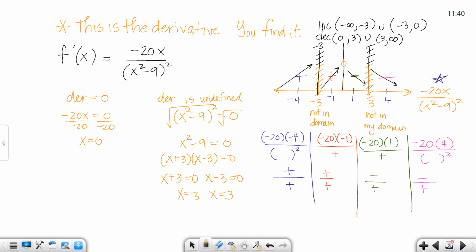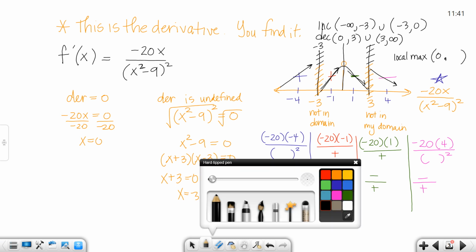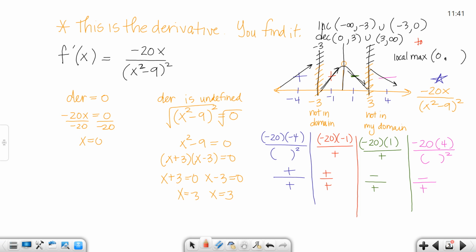Now remember, you have a local max or min where there's a change. We went positive to positive, so there was no change there. I went positive to negative, so that was a change, and that's a max. So I have a local max at 0. There are no local mins. Now, while we're there, we have to find the y value. So remember, to find the y value, plug into the original.